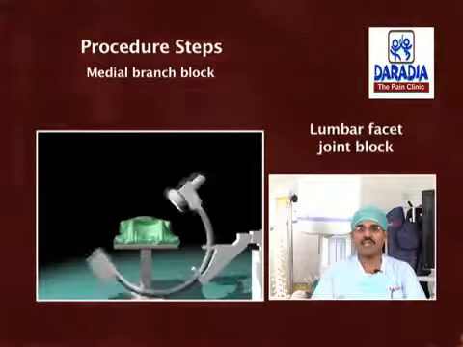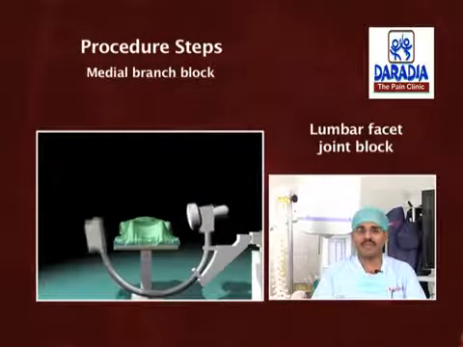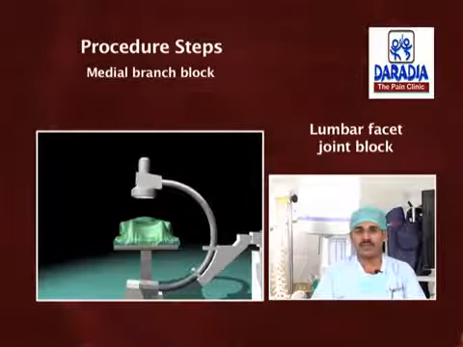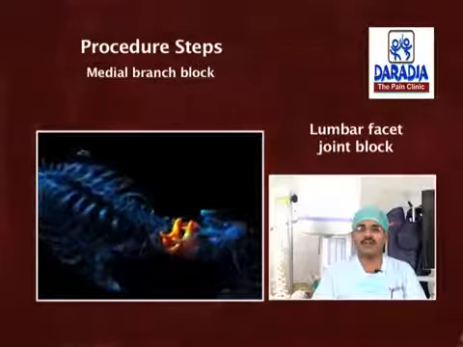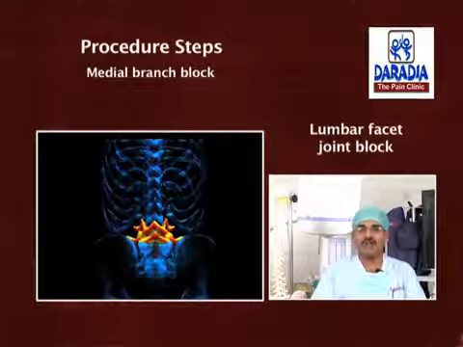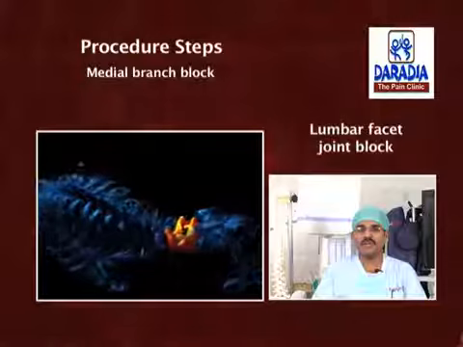Then move the C-arm to the lateral position to rule out intraforaminal needle placement. Then you can move the C-arm to the anterior posterior view to confirm the needle position at the junction of the superior articular process and transverse process. Once the final needle position is confirmed, you can give 0.5 ml of 1% lidocaine or 0.25% bupivacaine. Then you remove the needle and apply a sterile dressing.